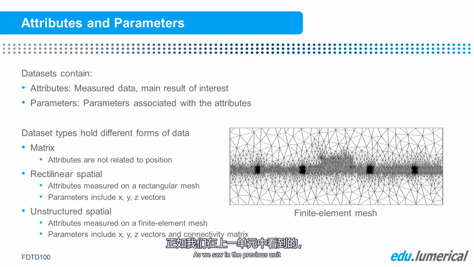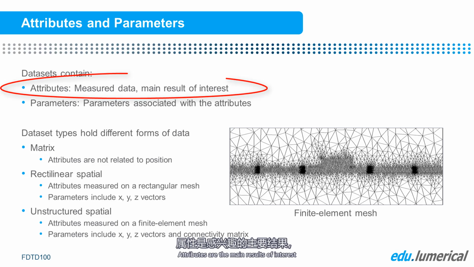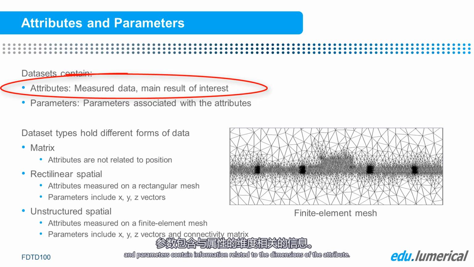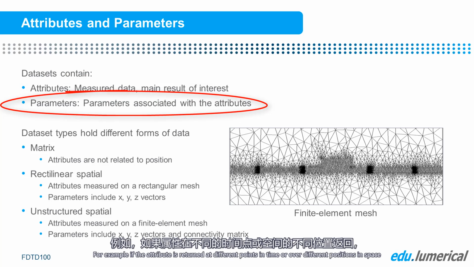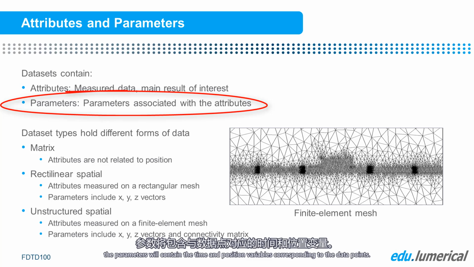As we saw in the previous unit, datasets are one of the common forms of data returned by monitors. Datasets are used to collect related data into a single object, and they contain two parts, attributes and parameters. Attributes are the main results of interest, and parameters contain information related to the dimensions of the attribute. For example, if the attribute is returned at different positions in time, or over different positions in space, the parameters will contain the time and position variables corresponding to the data points.